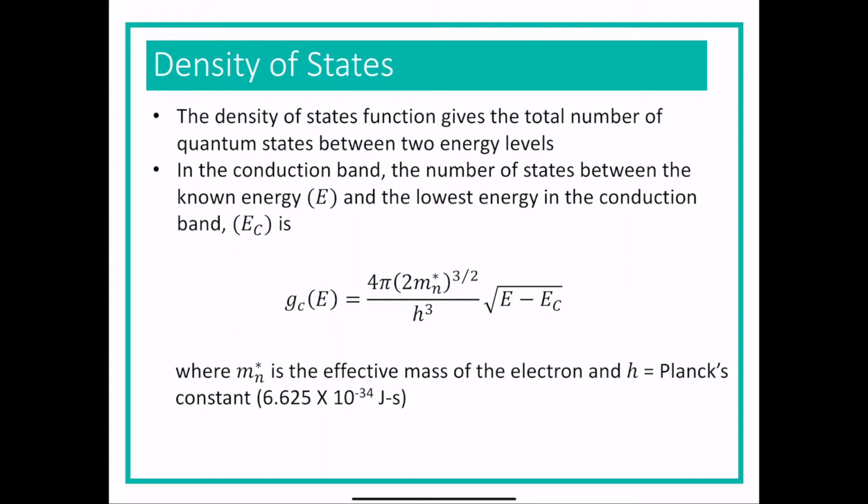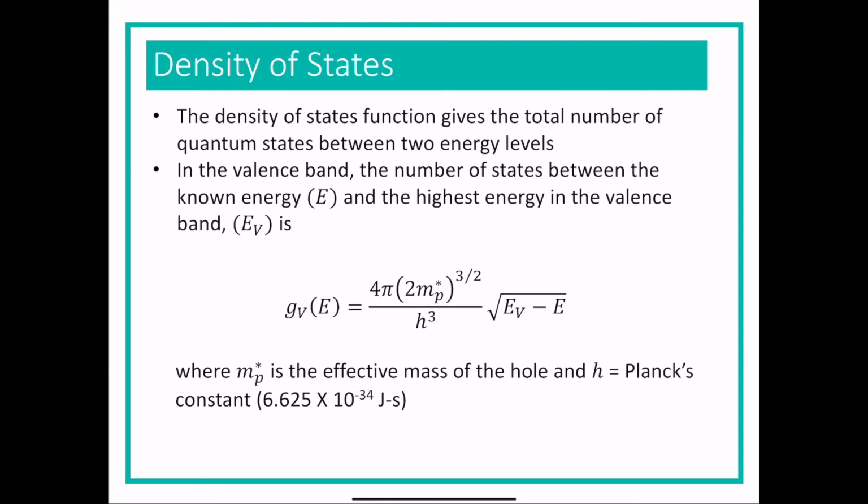We can do the same thing with holes in the valence band. We can find the number of quantum states in the valence band between the valence energy, which is the highest energy in the valence band, and lower. We can find the number of states in there. The only difference is we use the effective mass of a hole instead of the effective mass of an electron.